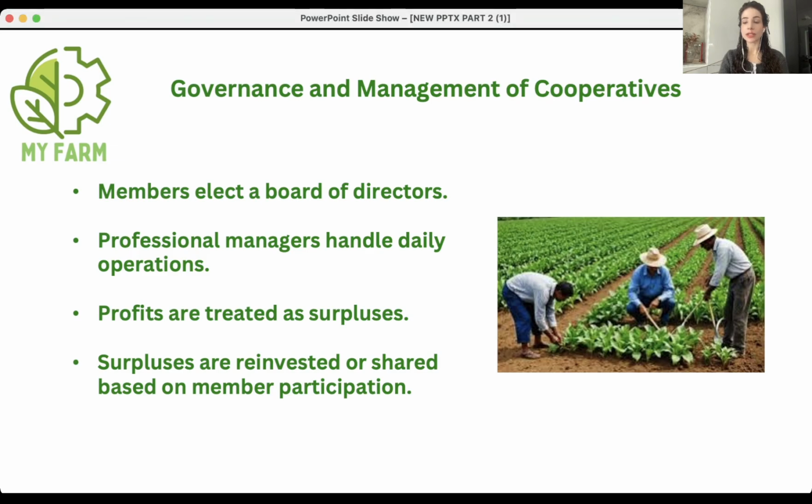In terms of governance and management of cooperatives, most agricultural cooperatives are governed by a board of directors, and these directors are elected by the members. If we look at the day-to-day operations, we can see that these are usually run by professional managers or appointed staff. Profits, also called surplus in cooperative language, are often reinvested into the organization or distributed among members according to their level of participation, so not just financial investment.